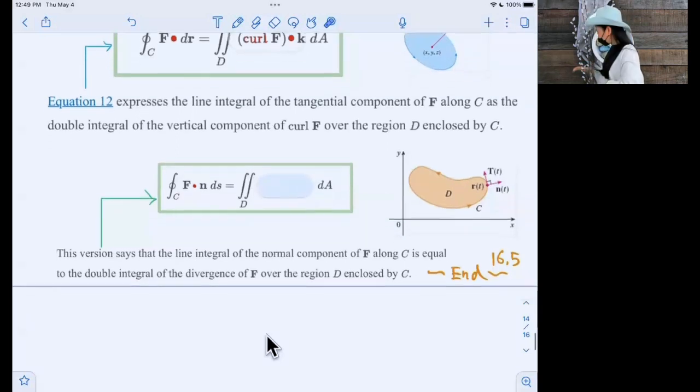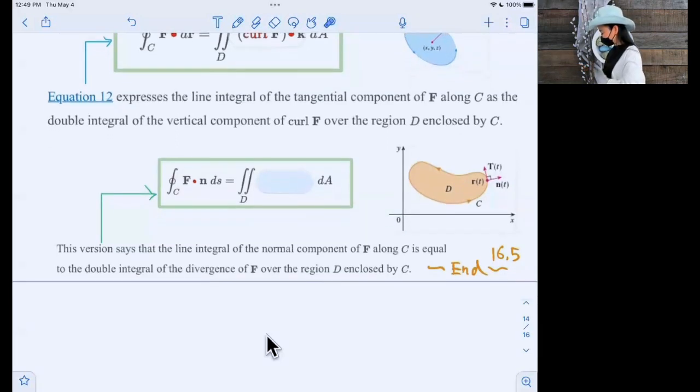Hey, look at the hint under. Divergence of F over the region. Okay, so it is, yeah, div of F. Okay. All right. Oh, you guys did a good job today.